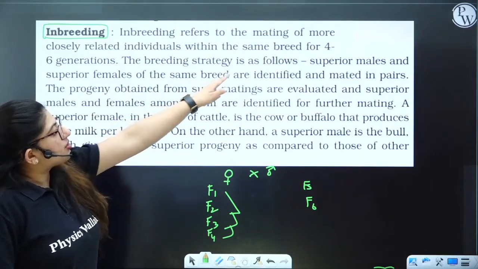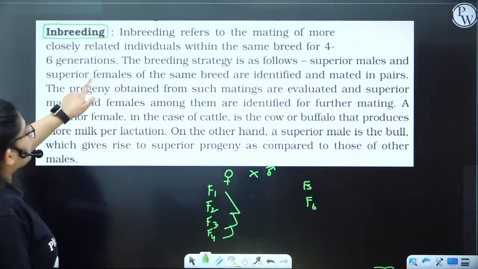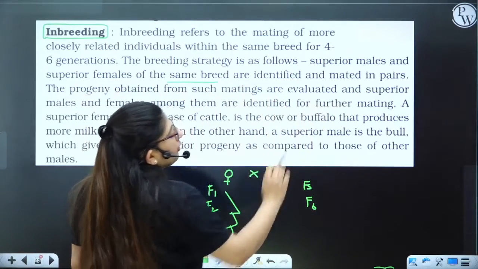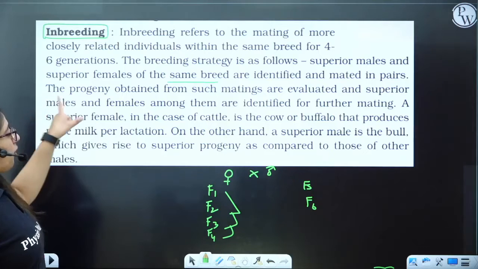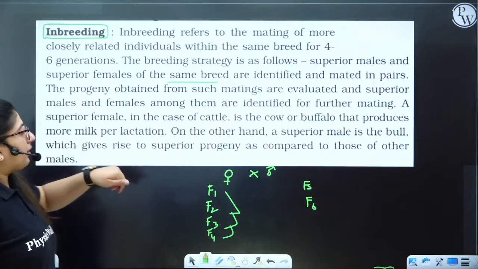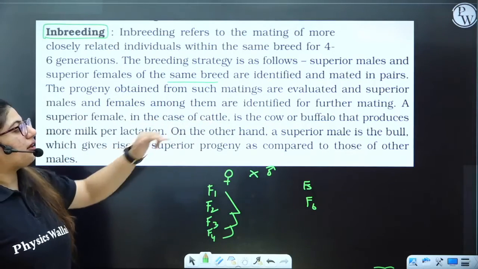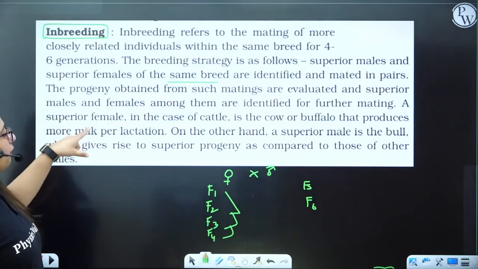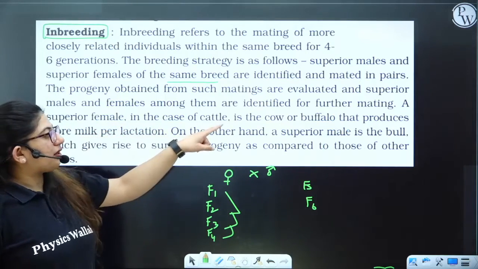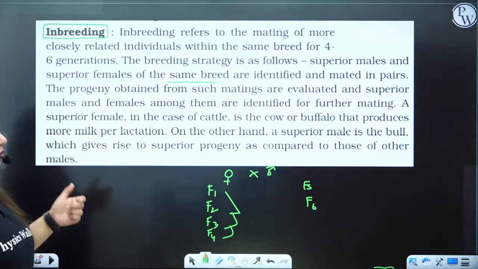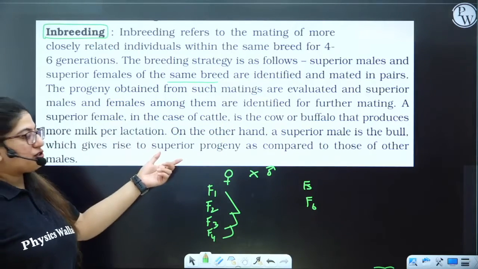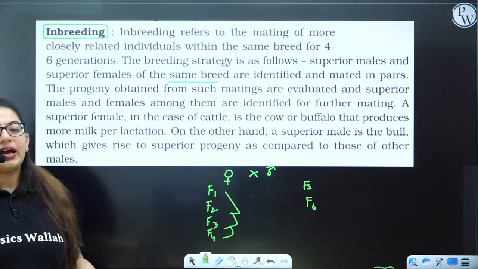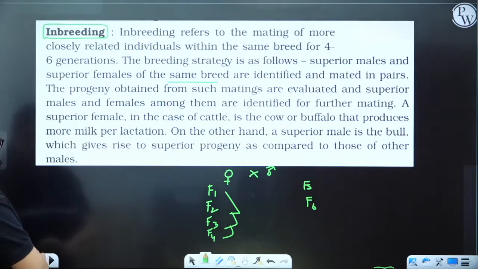So let's read it. The breeding strategy is as follows: superior males and superior females of the same breed are identified and mated in pairs. The progeny obtained from such mating are evaluated, and superior males and females among them are identified for further mating. A superior female in the case of cattle is the cow or buffalo that produces more milk per lactation. On the other hand, a superior male is the bull which gives rise to superior progeny in comparison to those of other males.